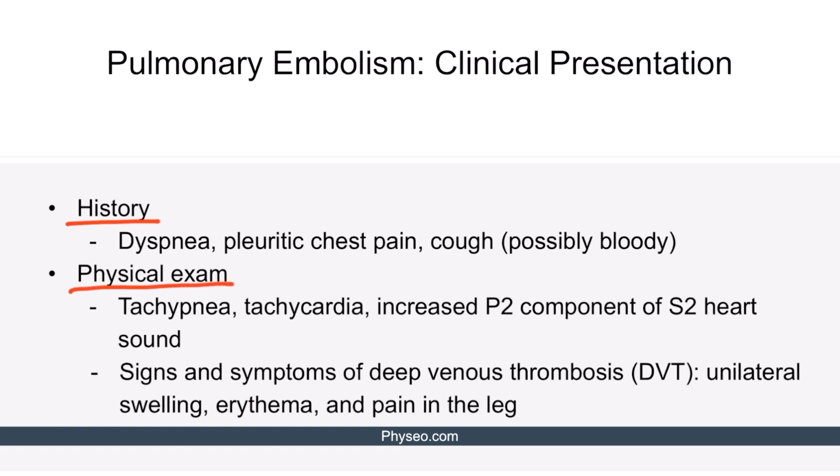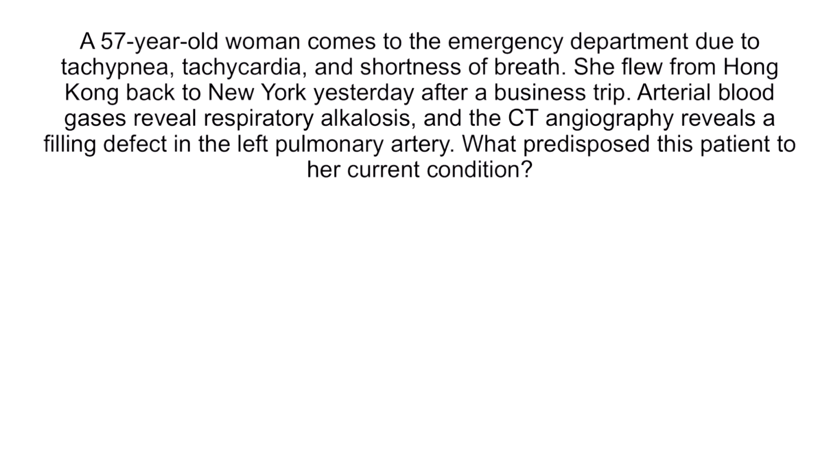The physical exam usually shows tachypnea, tachycardia, and an increased P2 component of S2 heart sound. There might also be signs and symptoms of deep venous thrombosis in the extremities, such as unilateral swelling, erythema, and pain in the leg. A 57-year-old woman comes to the emergency department due to tachypnea, tachycardia, and shortness of breath.